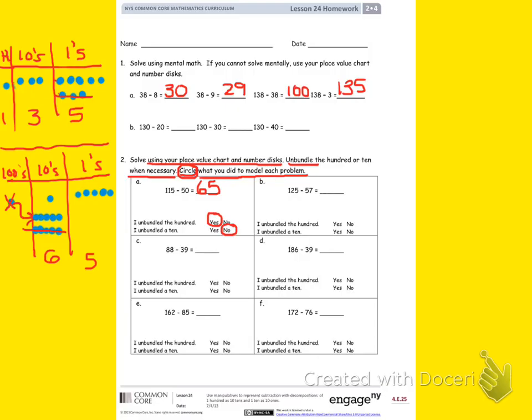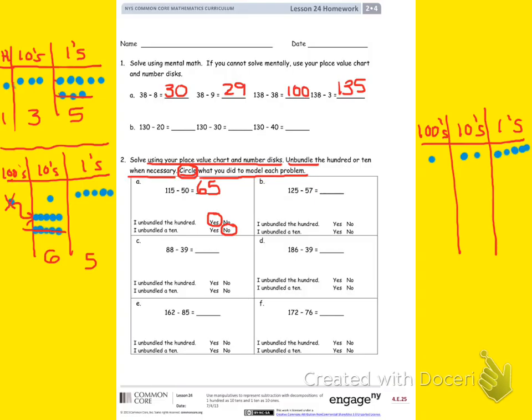Okay, now let's look at item B, 125 minus 57. All right, so here is the place value chart. I'm going to label it ones, tens, hundreds. Now I draw 125. 125 has 5 ones, 1, 2, 3, 4, 5, 2 tens, and 1 group of 100. 57. I need to take away 57. 57 has 7 in the ones. Do I have enough to take away 7 ones?